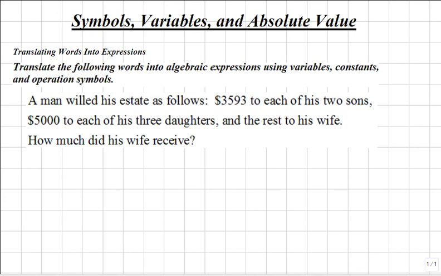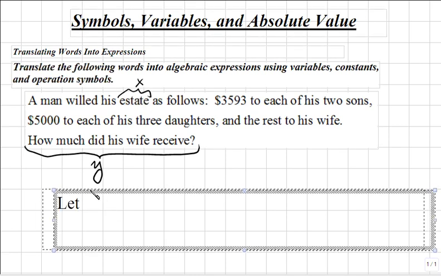To interpret this into an algebraic expression, we'll first describe a variable representing how much his wife would receive. We'll call this variable y. Yet we see that we don't know how much money he originally had. So if he's willing 3,593 to his 2 sons and 5,000 to his 3 daughters, we do not know how much he originally had that we're also subtracting this amount from. So we also need to represent a variable that represents his total estate. So we'll describe the variable x as his total estate.